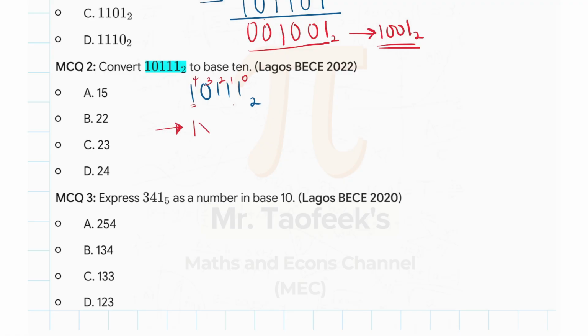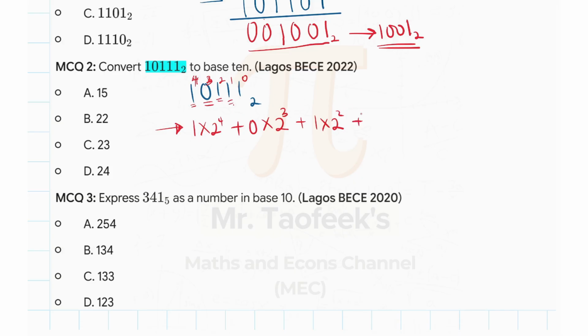So we're going to say 1 times the base, raised to the power that you have here. Plus the next digit, which is 0, times the base, which is 2, raised to the power that we have there, which is 3. Plus 1 times the base 2, raised to the power of 2.